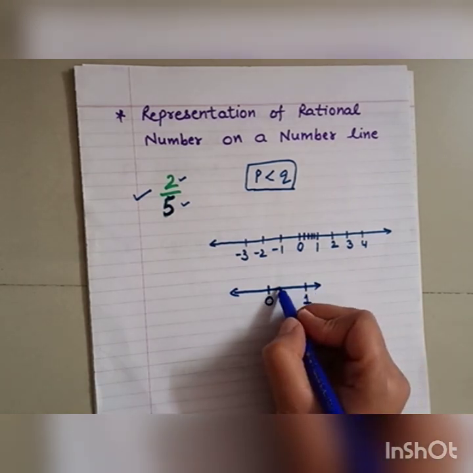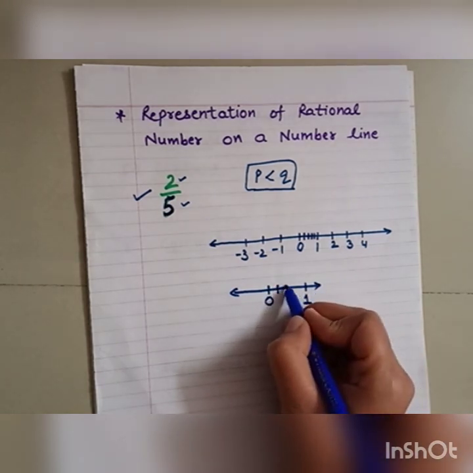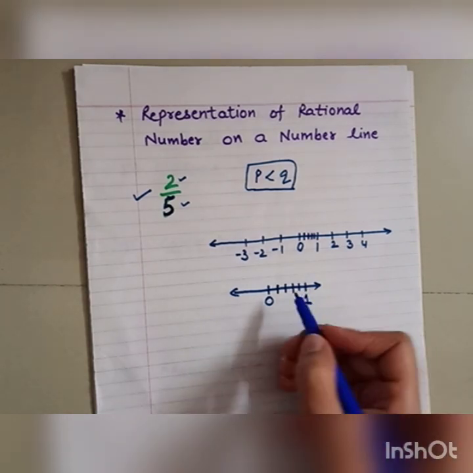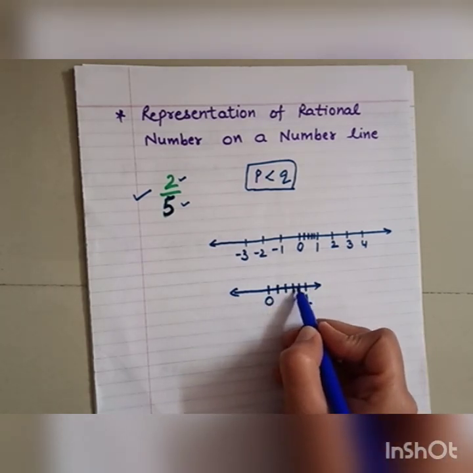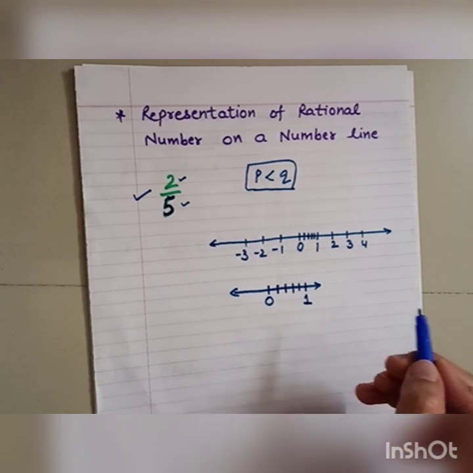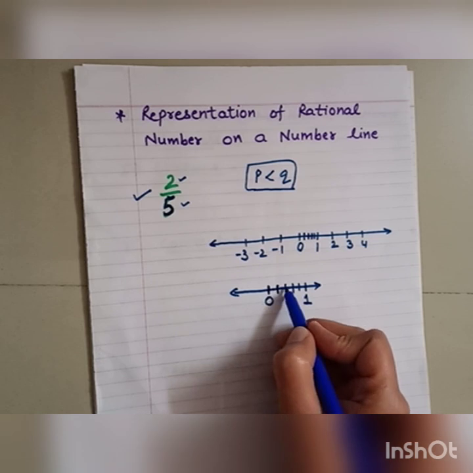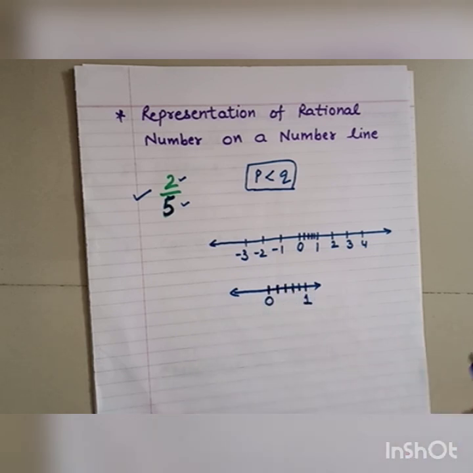Okay, now divide it into 5 parts: 1, 2, 3, 4 and 5. See these parts, 1, 2, 3, 4, 5. There are 5 parts between 0 and 1. Or you can count like this also: 0, 1, 2, 3, 4, 5.